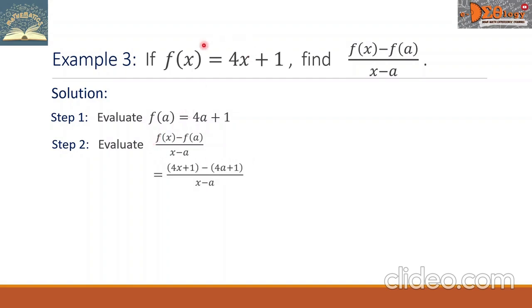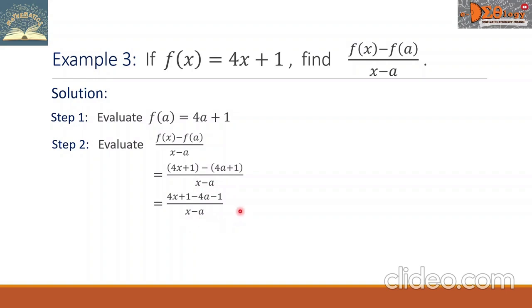So f of x is the given function, that is 4x plus 1, minus the f of a is the value from step 1, 4a plus 1, all over the denominator x minus a. Let's remove the grouping symbols respectively. From the first group, we can remove directly. But the second group, because of the negative sign here, we need to change the sign of all the terms of the second group. So it becomes 4x plus 1 minus 4a minus 1, all over x minus a.